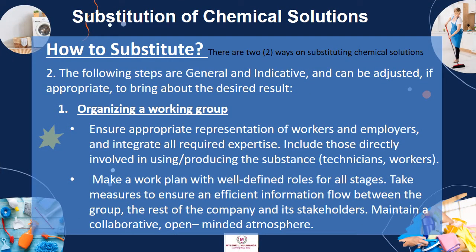Substituting way number 2. The following steps are general and indicative and can be adjusted if appropriate to bring about the desired result. First, organizing a working group. Ensure appropriate representation of workers and employers and integrate all required expertise. Include those directly involved in using or producing the substances, like technicians and workers.